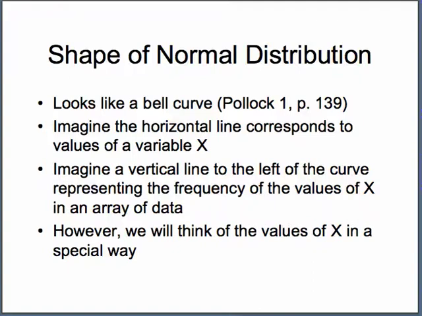Think of the horizontal line that's at the bottom of the normal curve as values of a variable that we will call x. And think of an imaginary vertical axis on the left-hand side of the drawing as a measure of the frequency of occurrence of the variable values in an array of data. We will need to think of the variable values in a special way, however.